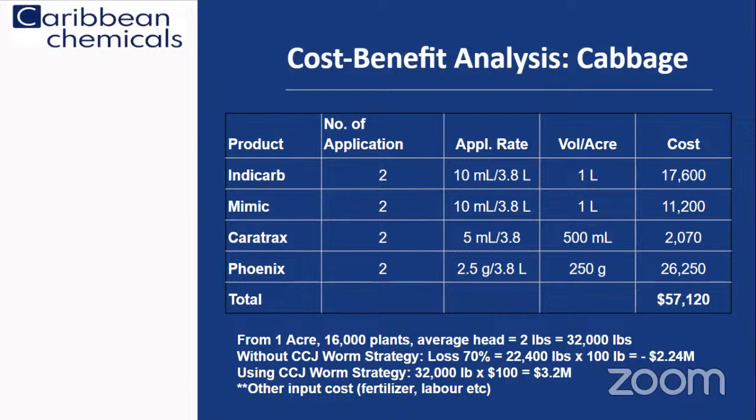So looking at the $57,100, you might say it's a lot, but look at the loss that you will amass over the life cycle of 3 months of the crop. That's a big loss. So the CCJ worm control program is very effective and will be very beneficial to you in the long run. And also keep you farming, because if you should get this loss over 3 or 4 crops, I guarantee you, you won't be farming for the 5th crop.